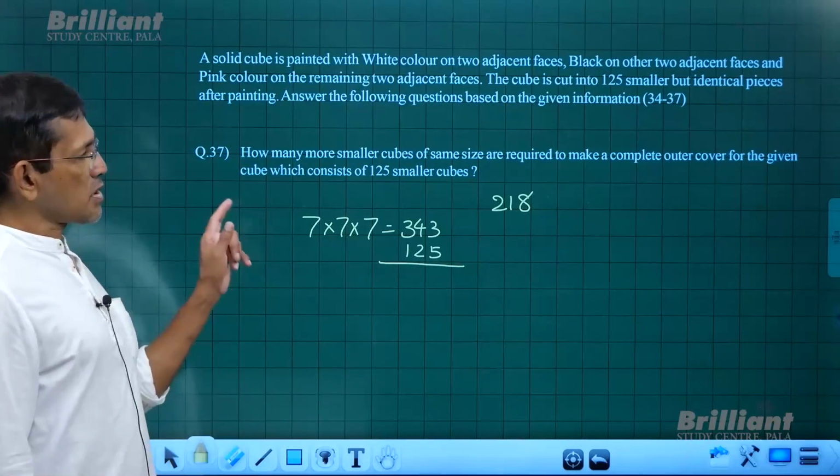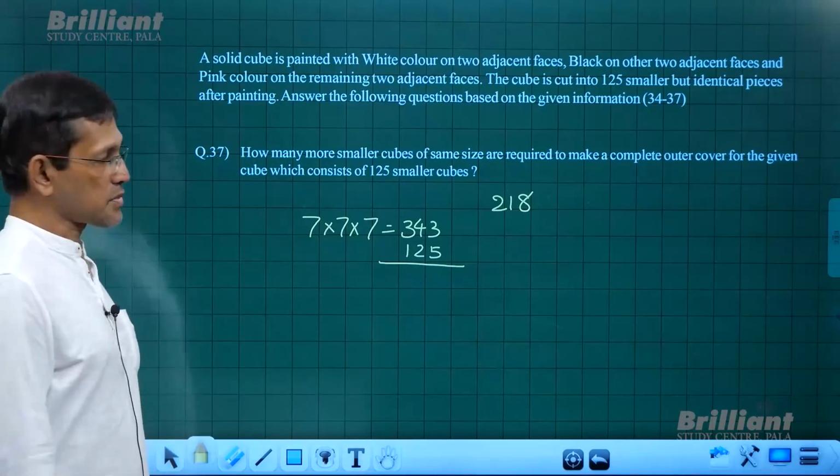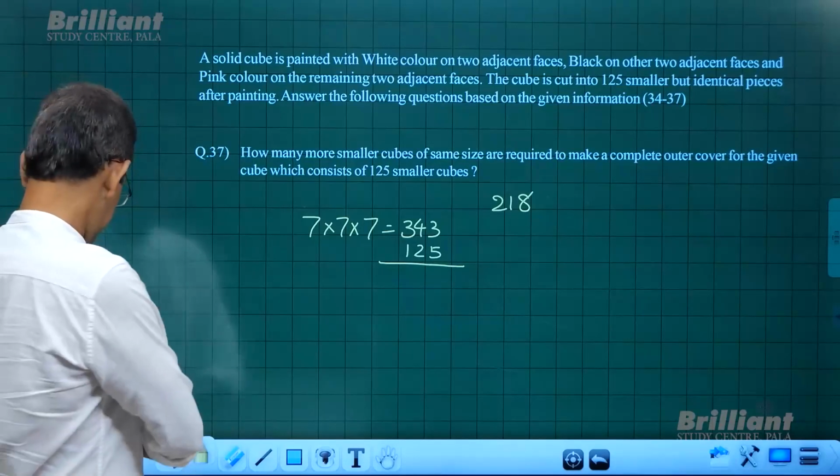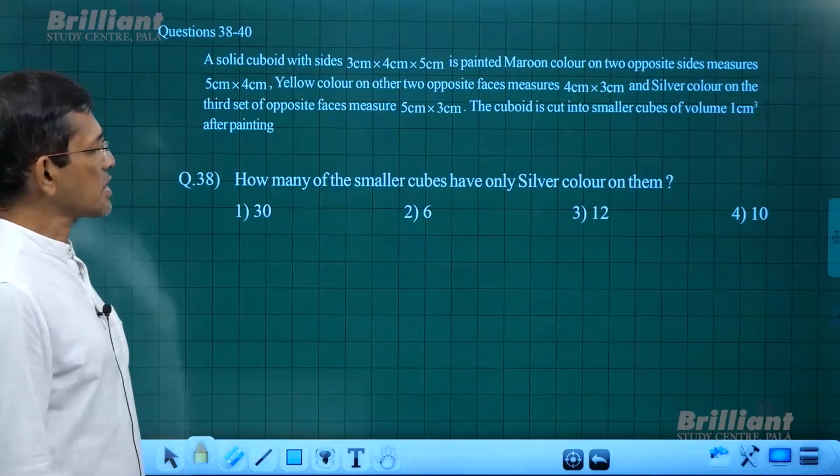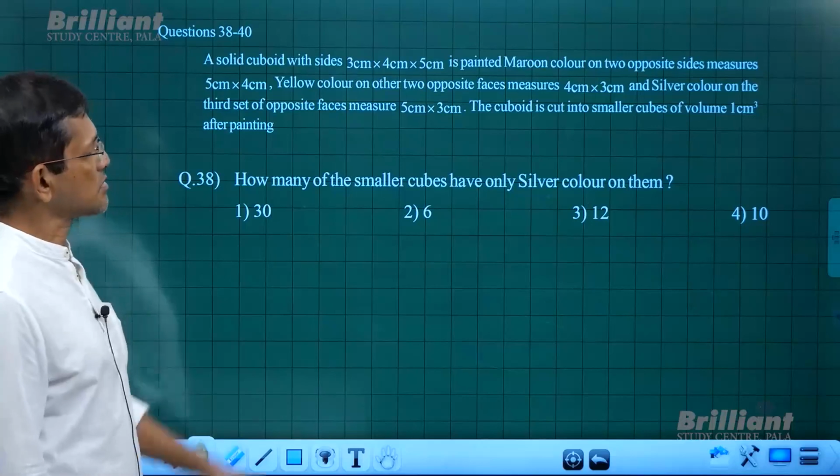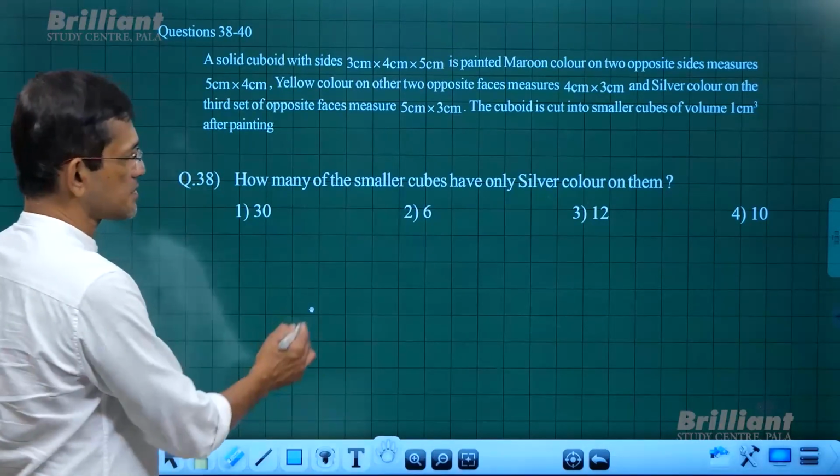Okay, so how many of the smaller cubes are required? 218 smaller cubes are required to make an outer cover. Now, how many of the smaller cubes have only silver color on them? That's based on the directions given over here.